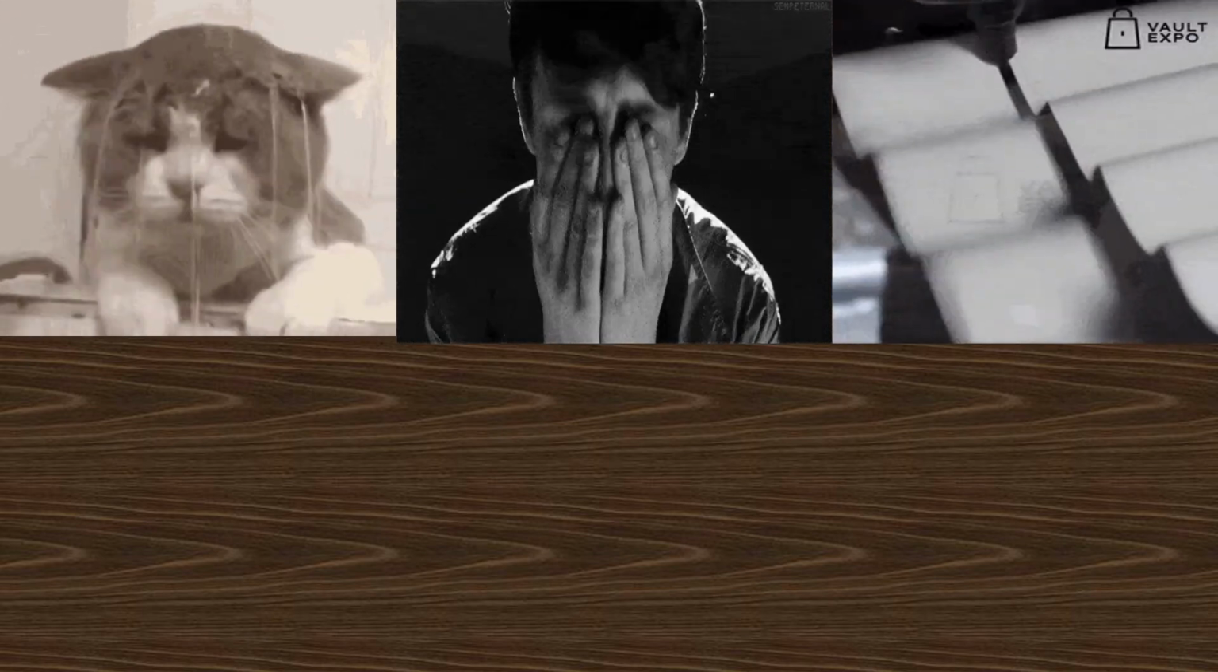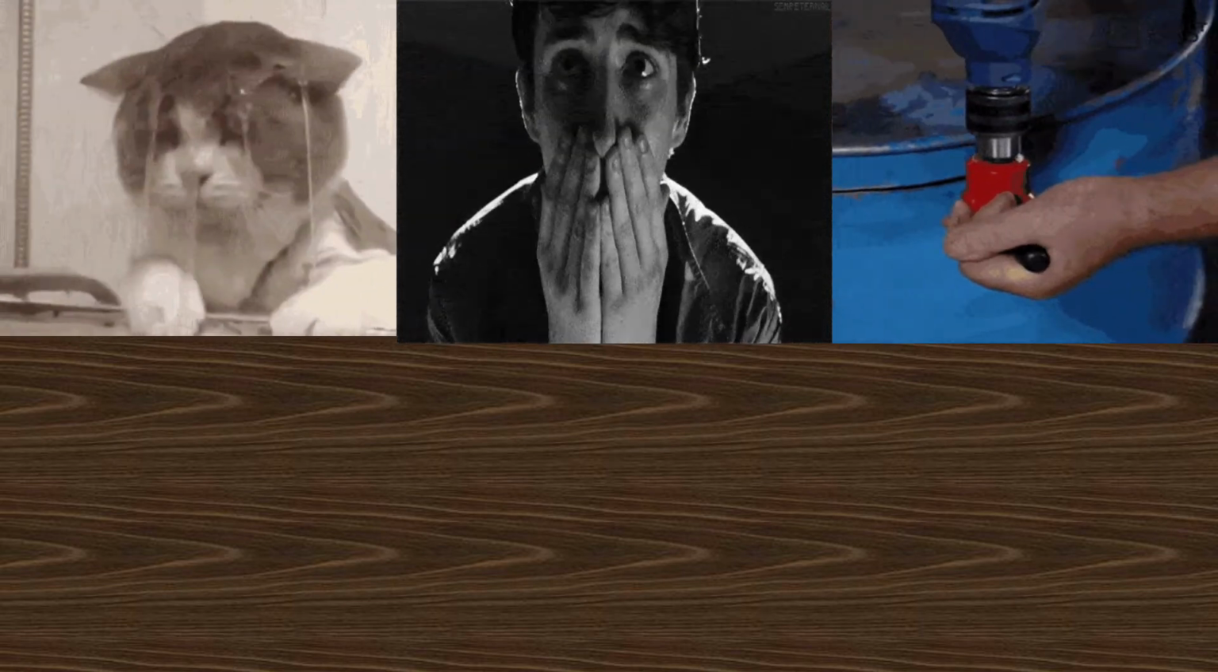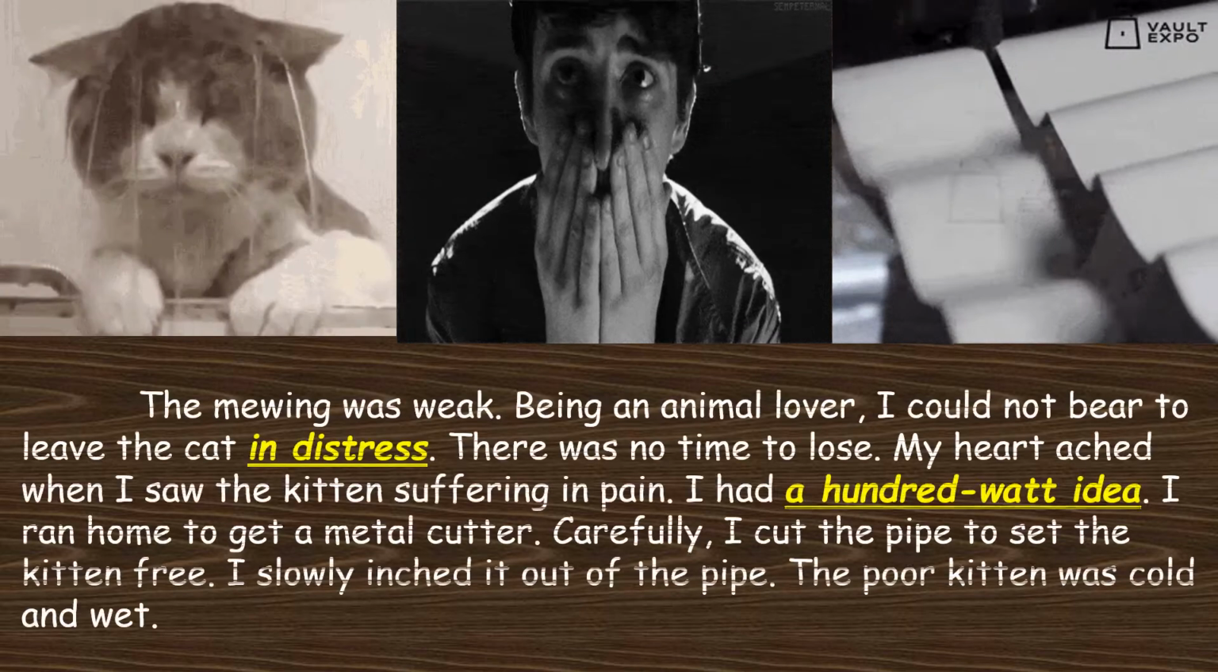What do you see in these pictures for the next paragraph? You see the cat was wet, and the writer got very sad looking at the weak cat. So since he was an animal lover, definitely he felt sad. And what happened is he tried to get some help by getting a metal cutter from home. So let's take a look at the writing for the second part here.